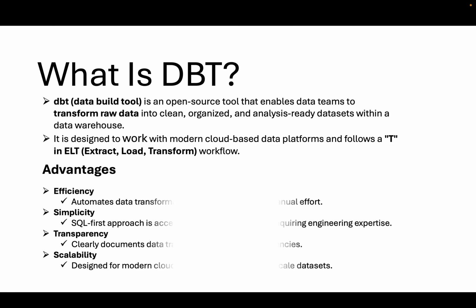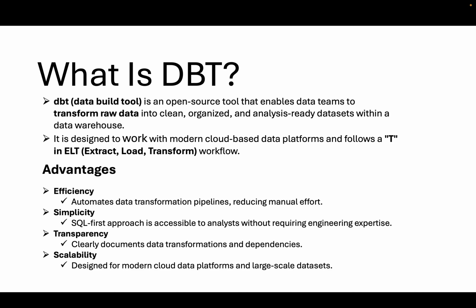And some of the advantages that we have for DBT include efficiency. So you can use DBT to automate data transformation pipelines, and this will help you reduce some of the manual efforts that you could do. Okay, so you can actually use DBT and push the code into your version control environment like Git, GitHub, or GitLab, all of those Git hosting websites. So you can build your CI/CD process with DBT in the picture.